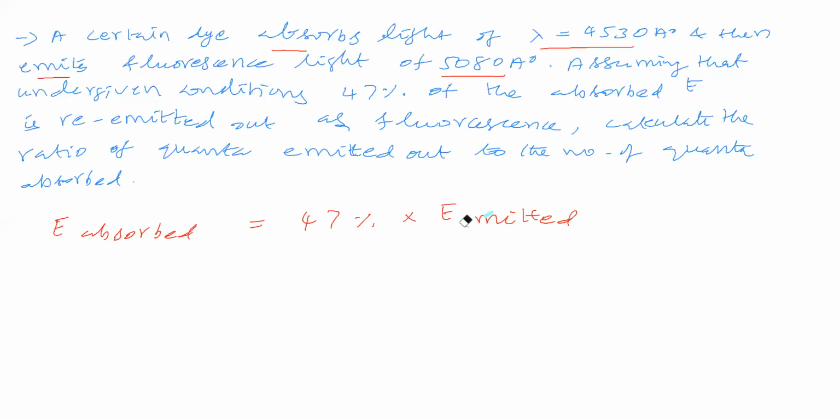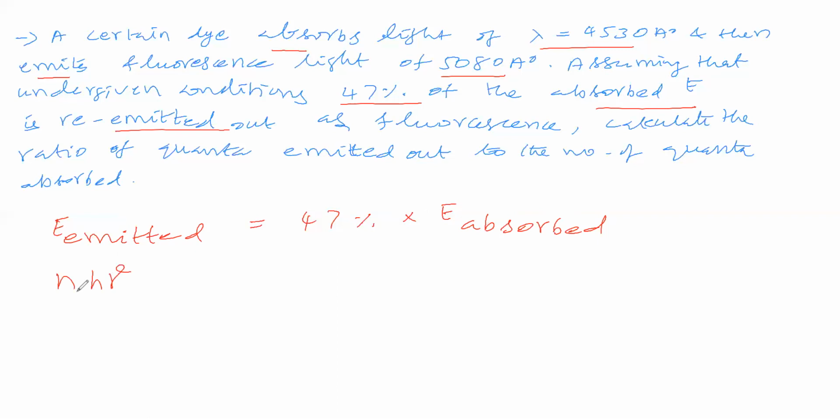Here we have to do a correction. 47% of the absorbed energy is emitted. So the emitted energy is 47% of the absorbed energy. That's what they are saying. So the energy emitted is equal to N h nu, where N is called the number of quanta emitted.